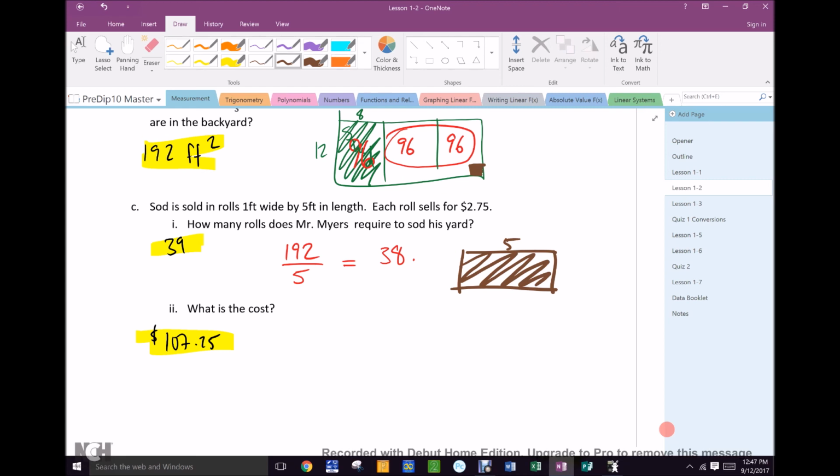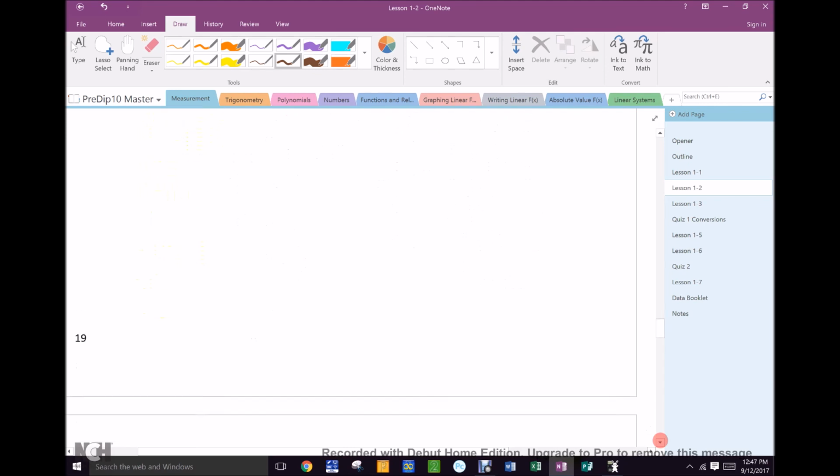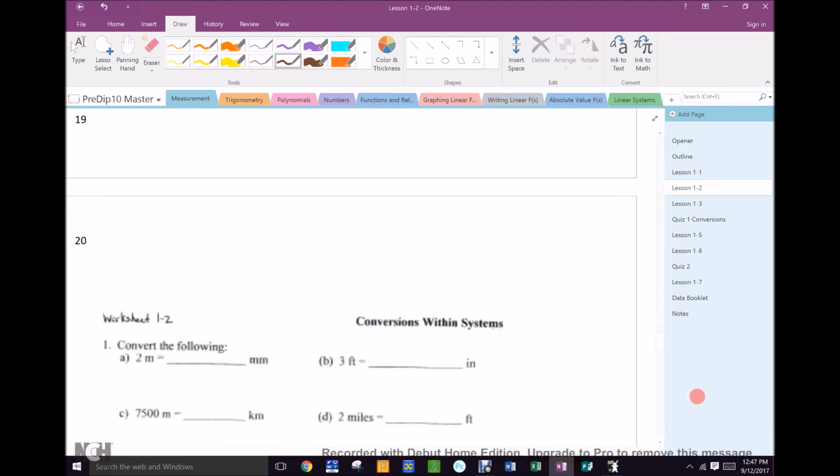All right, so yes, you had to round up to the 39th roll, and then the cost was 39 times that, of course. Yeah? Yeah. Page 20 and 21.